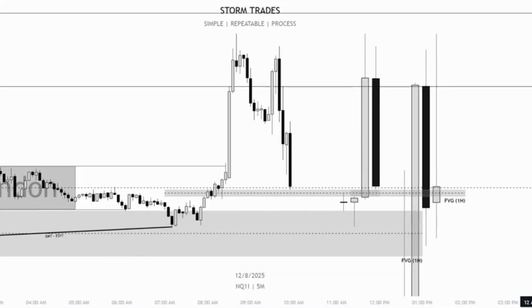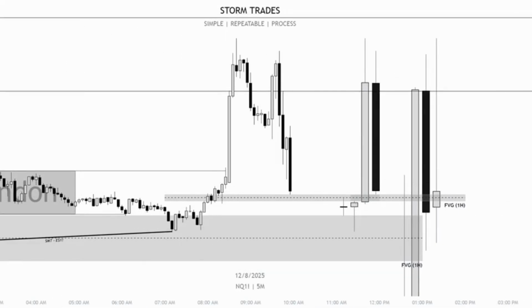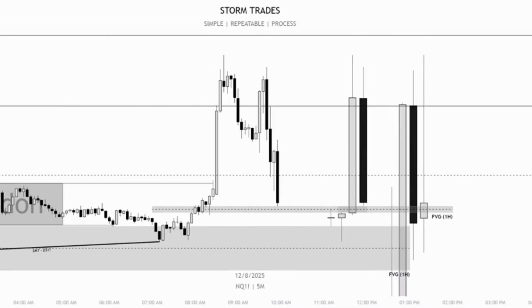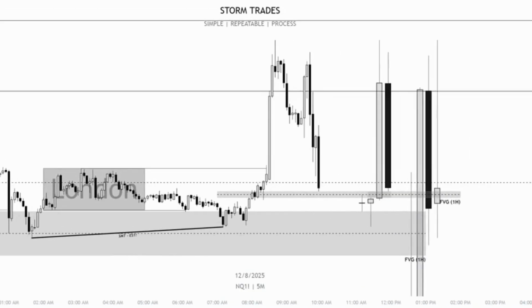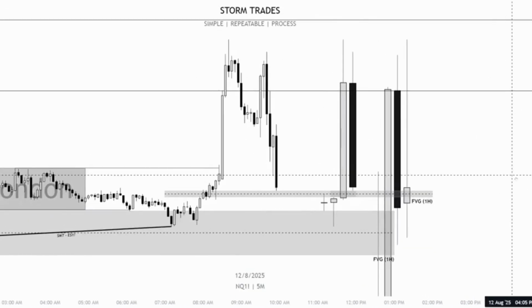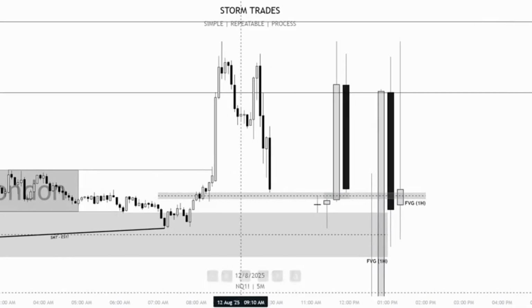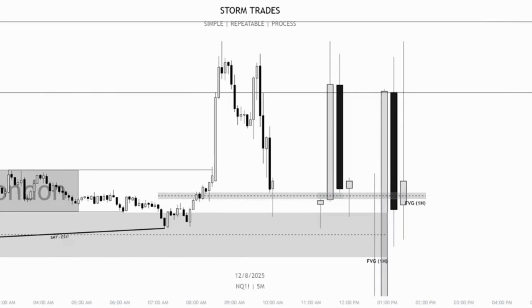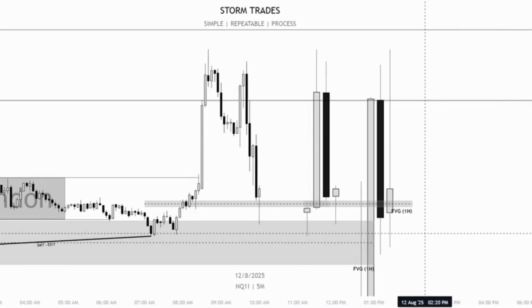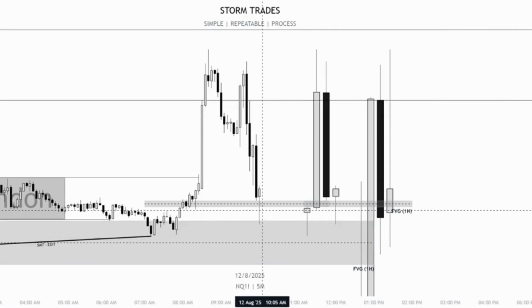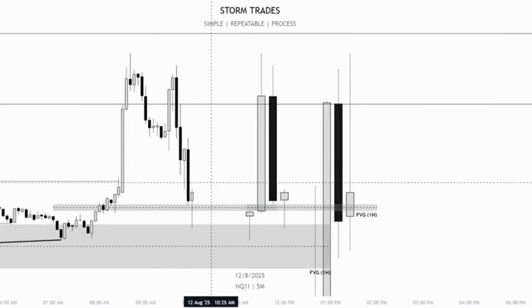Here's the SMT, right? So that just sort of gets me curious. We could be taking a look at buy side activity. So I'm going to play price out here and wait for the sweep. Now we get that on the very next candle, right? So that is our sweep right there.